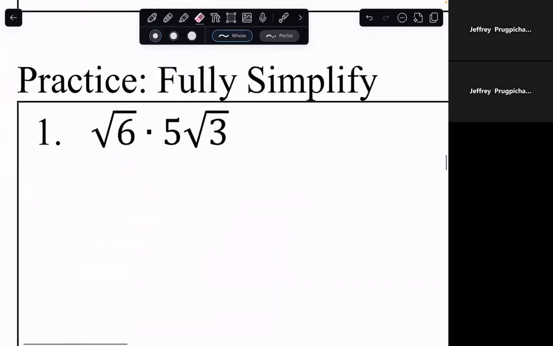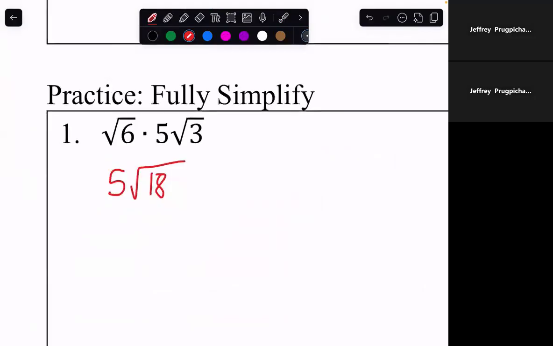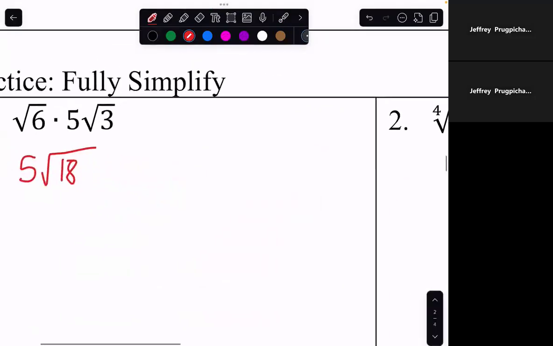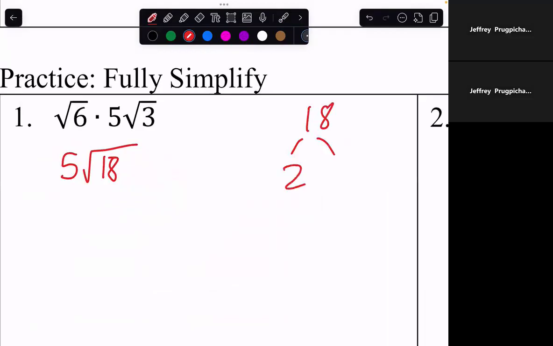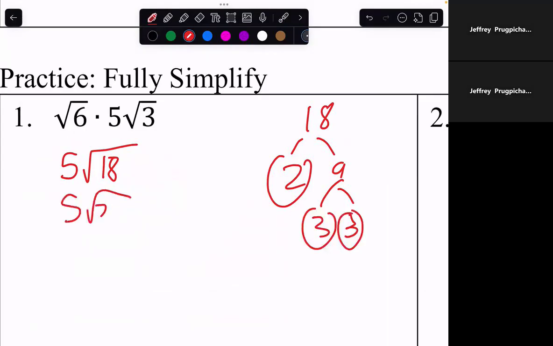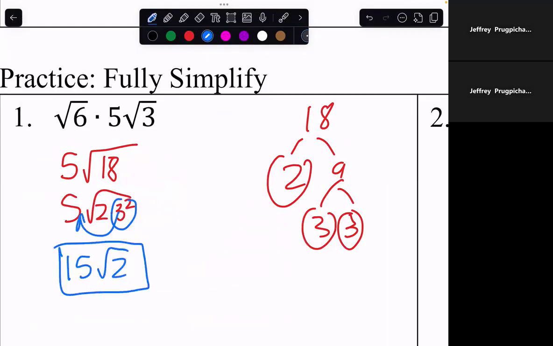Problem 1. First, you multiply the coefficients. You've got invisible 1 times 5, so the new coefficient is 5. On the inside, the radicand 6 times 3 is 18. But this is not the final answer because the square root of 18 can be simplified. 18 is 2 times 3 squared. So when I take the 3 out, it multiplies the 5. So 15 radical 2.